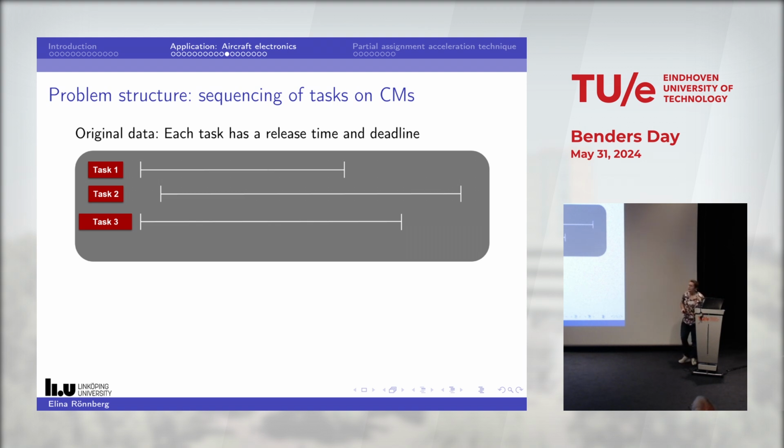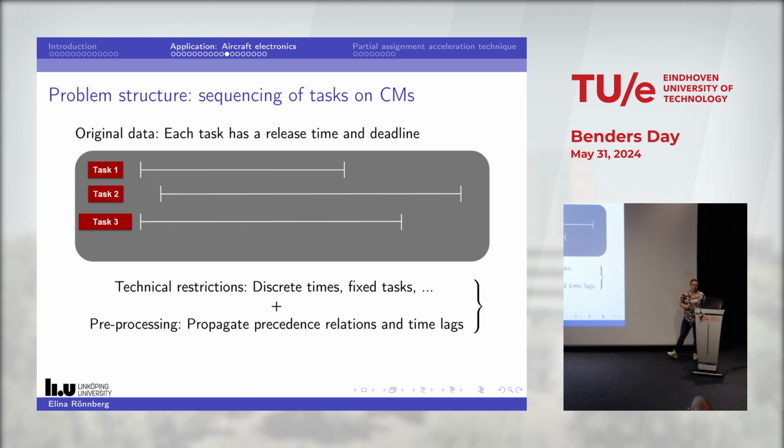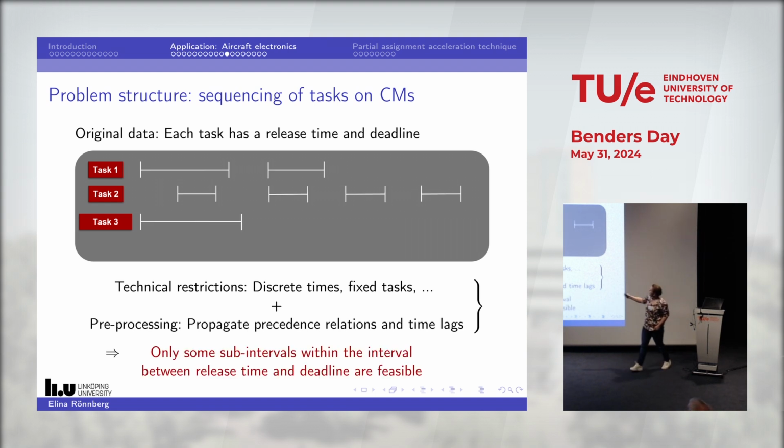So if we look at the sequencing of the tasks, I will do this also by an example. In this illustration here, I have the release times and deadlines of these tasks. But if you look at the technical restrictions with lots of different things, you can do some pre-processing in the sense that you do propagation in constraint programming. So you can conclude that only some of these subintervals are actually feasible in a solution. So you can remove parts of this interval, and this is something that we can use.